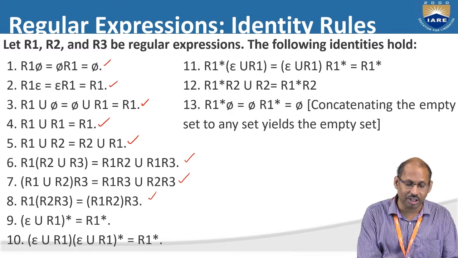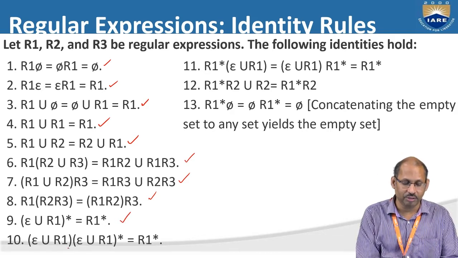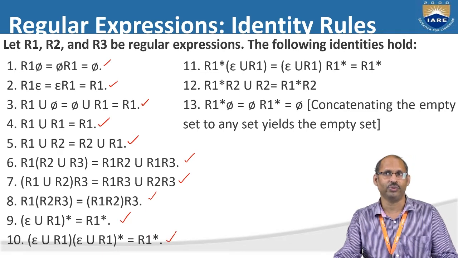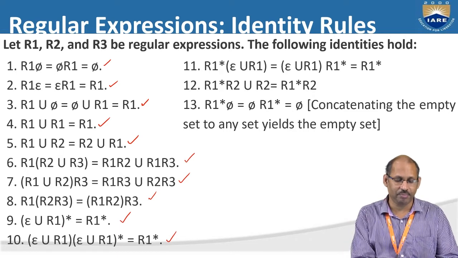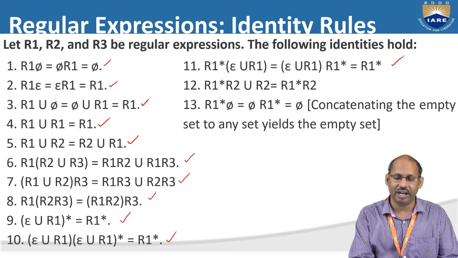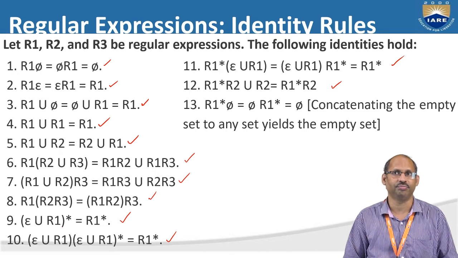Union of epsilon and R1 closure is R1 closure. Epsilon union R1 concatenated with the epsilon union R1 closure is nothing but R1 closure. The same here once again; it simply results in R1 closure. R1 closure R2 union R2 is nothing but R1 closure R2.